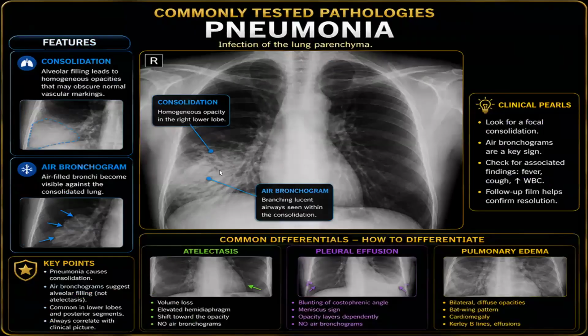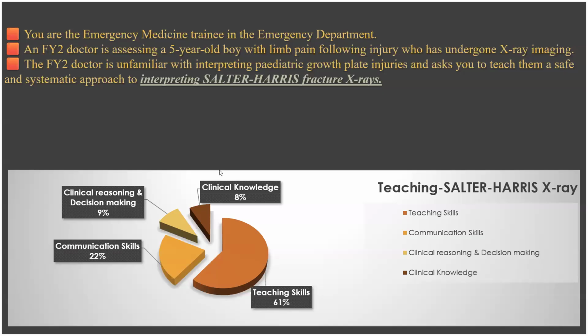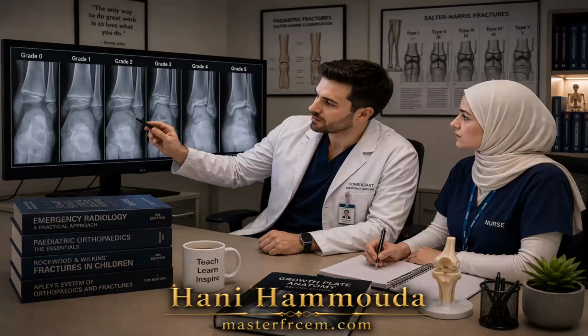Next one, Salter-Harris fracture. I will give you an idea, okay? So this one is for babies or pediatrics less than 18 years, because the epiphysis is not united. So you have grades, 1, 2, 3, 4, 5.